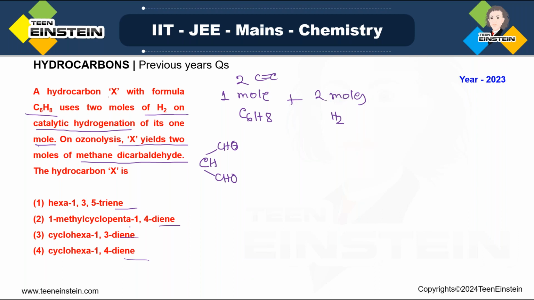Now look at the options. Which option is correct? That we have to find. The first is a triene. Now the triene is not possible according to the first information. This is the first information. This is the second information. It is not possible. Next, 1-methyl cyclopenta-1,4-diene.